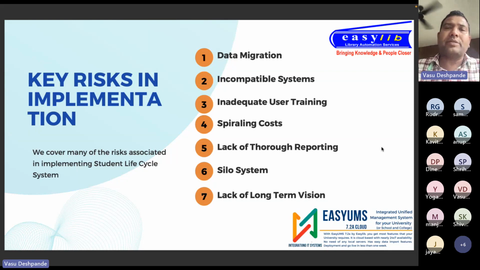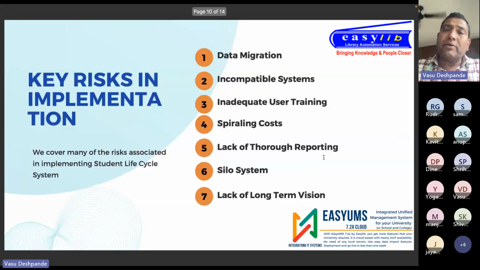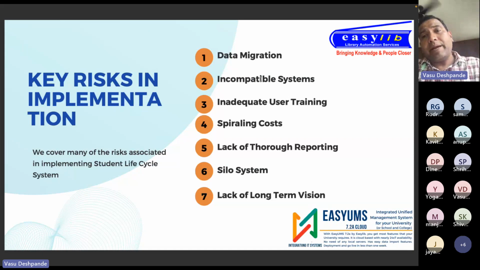The fifth risk that you see is lack of thorough reporting. Because here, right, you have different systems, you have all spread out data. Then how do you get a good report? Right? To get a report, you need to read this, read this, read this, read this, and combined with the incompatibility, you are having a challenge in getting the thorough report. That is the fifth risk.